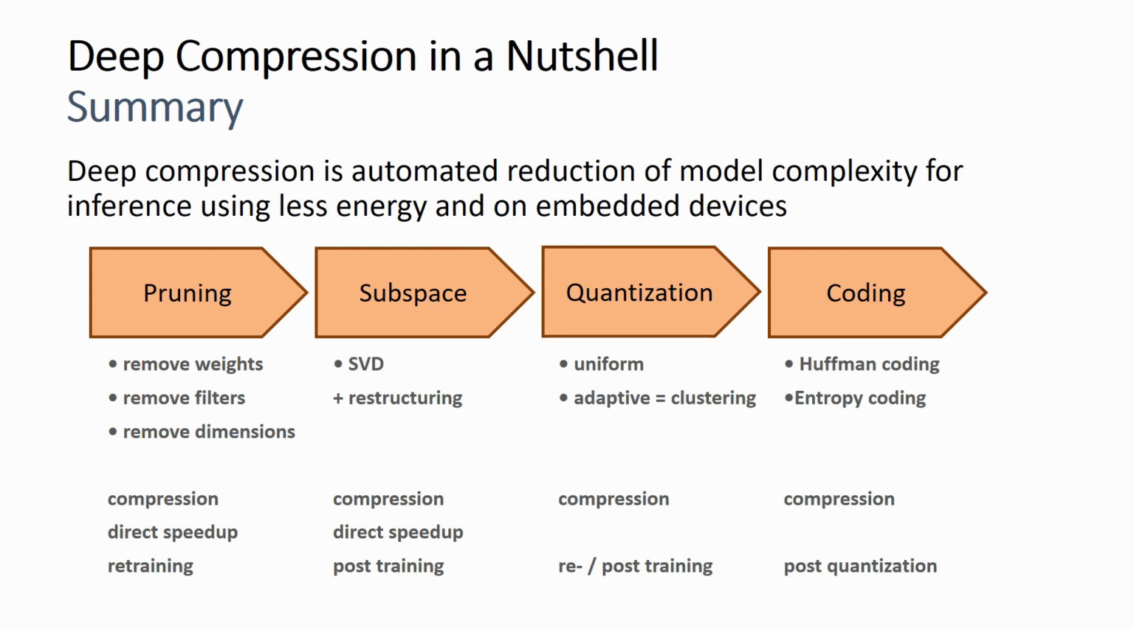Second, subspace representations. These can be done by singular value decomposition and restructuring. This leads to compression and a direct speedup and has to be done post-training. Third is quantization. It can be either uniform quantization or adaptive quantization, which is clustering of weights. This leads to compression. Retraining is done in the uniform case. The adaptive one is done post-training.